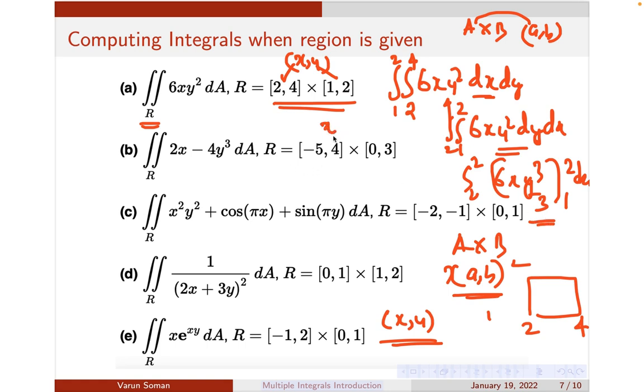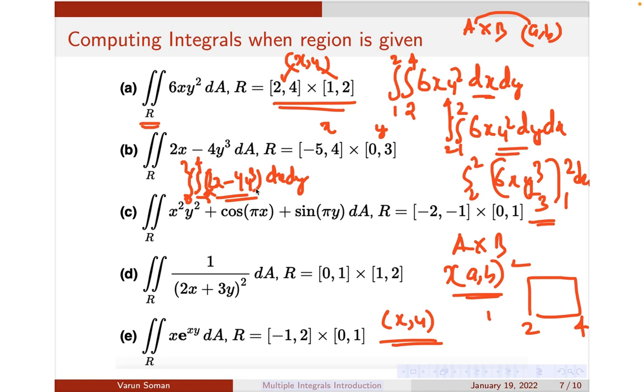x is varying from -5 to 4, y is varying from 0 to 3 here. This integral you can either write as dx dy or dy dx. Write any one form and try to evaluate. Try to write in different ways in the first few forms. It can be 2x minus 4y cube. If I am writing dx first, it will be -5 to 4, then 0 to 3. Simple problem, just try to integrate and then find the answer. Like that you can do all these problems. There is no new concept here. The only thing is that you are just using the familiar integration methods.